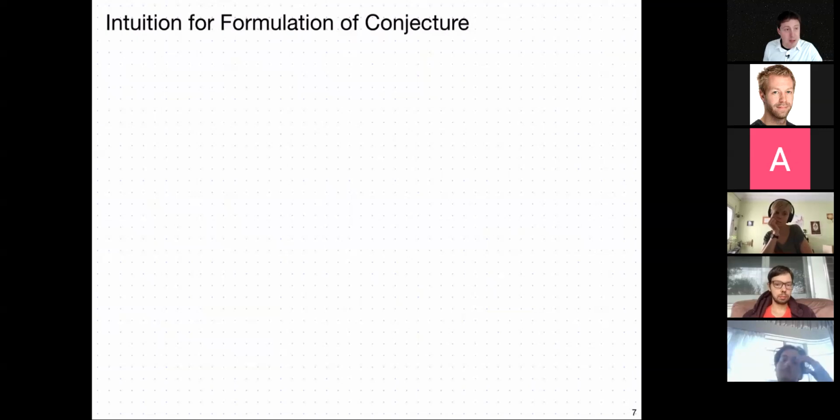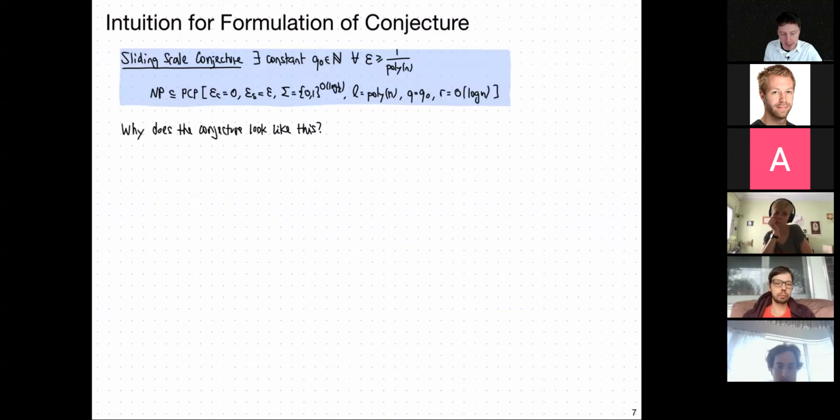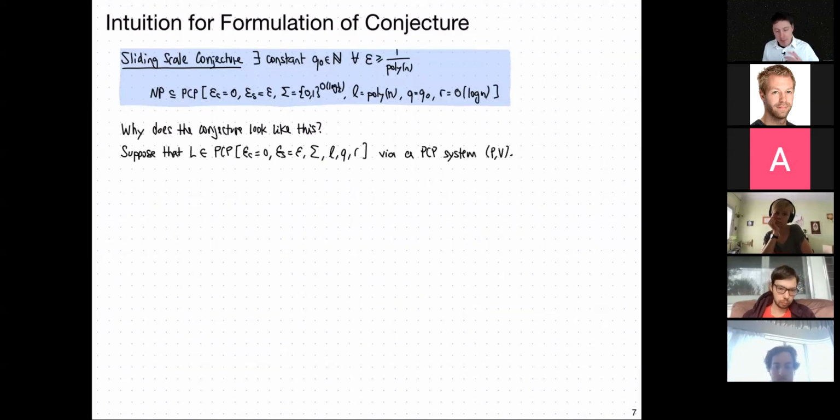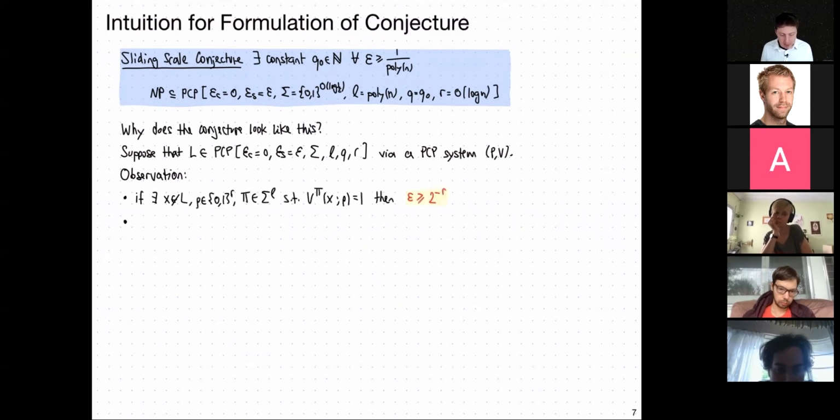All right, so let's talk about where this conjecture could come from. Why do we have such a limit? Why is that the right boundary for parameters to make sense? So here I've copied it again. Now let's build some very basic intuition. Suppose you give me some PCP for some language with some parameters. Now we're going to make some observations. Let's say, for instance, that for this PCP there is some instance not in the language, and some randomness, and some proof where the verifier gets fooled. Okay?